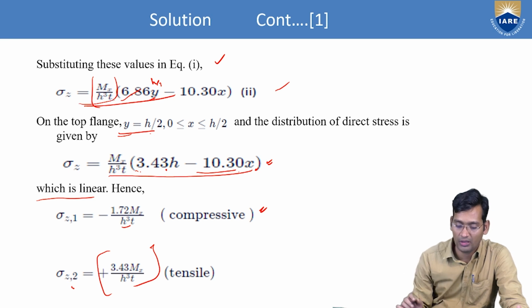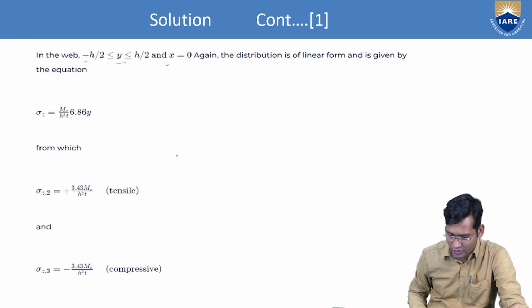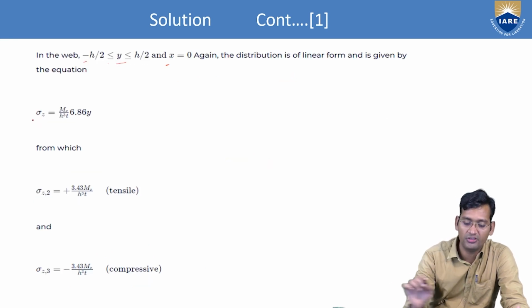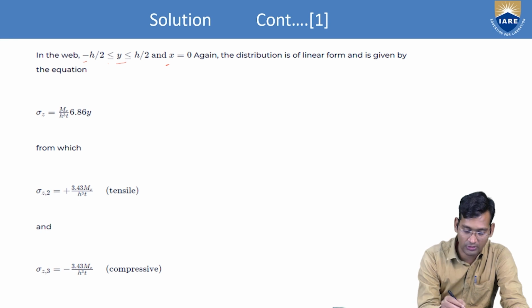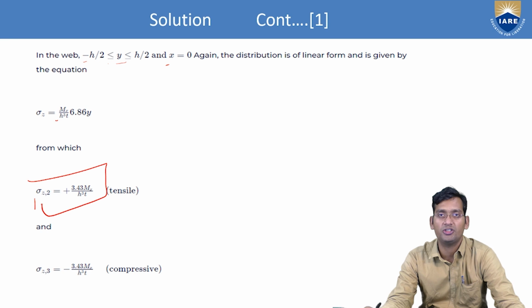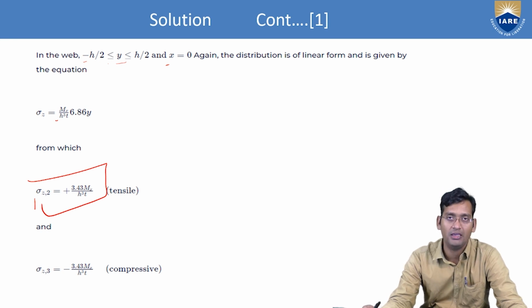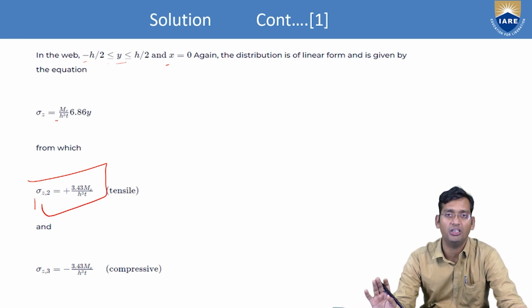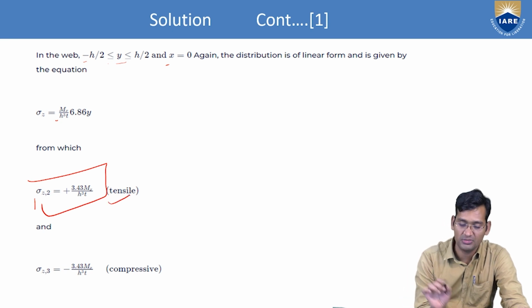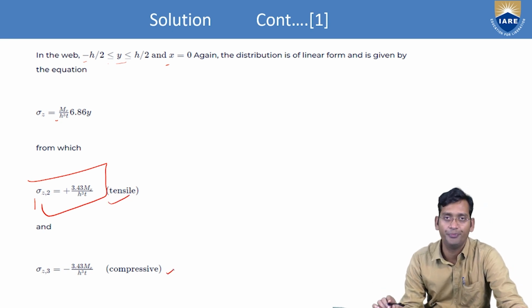So after putting here, what will you get? Simply that as h by 2, we will get what? Sigma z as Mx into 6.86 y by hqt, from which what will we get? Now this is the sigma 2. So sigma z2 is how much? Plus 3.43 Mx by hqt, and sigma z3 is minus 3.43 Mz into hq by t. So this is plus, this is a tensile; this is coming negative, so it's compression.